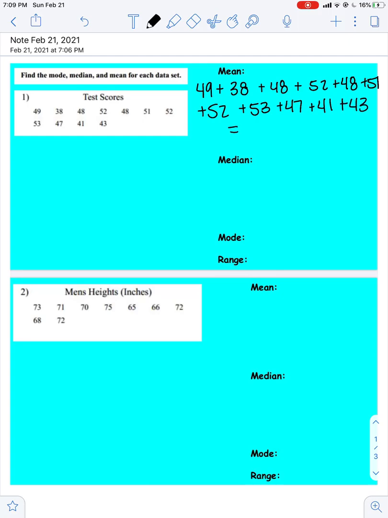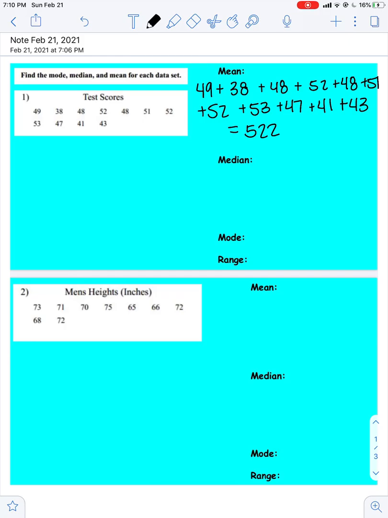So I'm going to add all of those together. Give me just a second to do that. So 49 plus 38 plus 48 plus 52 plus 48 plus 51 plus 52 plus 53 plus 47 plus 41 plus 43. And that's going to give me 522. And remember, please use a calculator on this. Do not feel like you have to do it all by hand, okay?